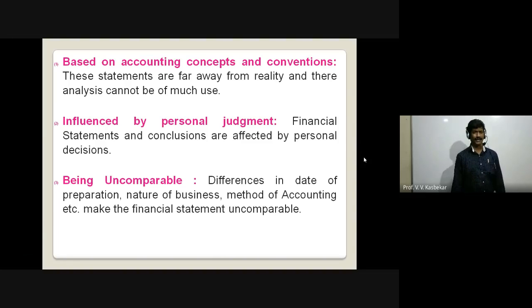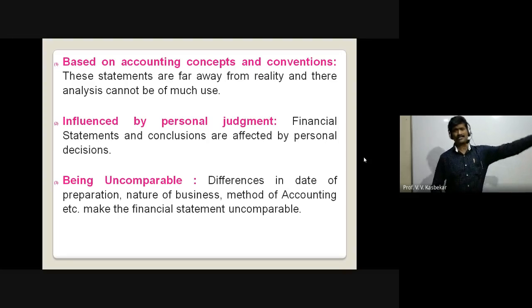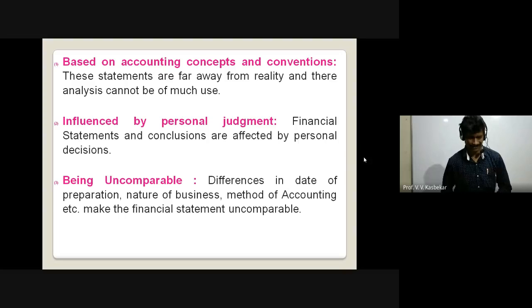Being uncomparable: differences in the date of preparation, nature of business, method of accounting make the financial statements uncomparable. Sometimes what happens, the accounting method used may be changed per year. This year you have adopted one method, suppose cash method. Next year, if you adopt accrual method, then you cannot compare the statements or the statistics with the previous year, because the method in the previous year was different. And this year you have adopted a method because of the results in last year through another method. This year it is again from another method, so it cannot be comparable.